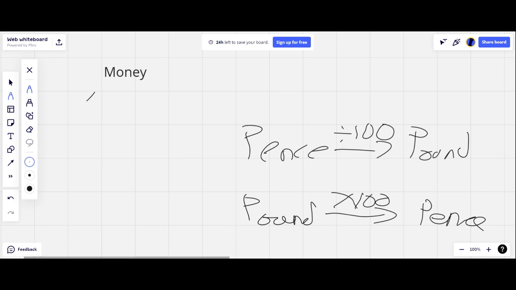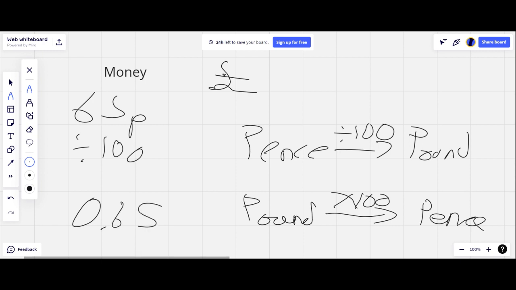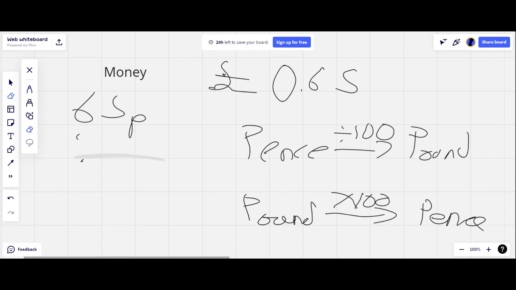Let's do one more. 65 pence. So let's write the pound sign. And then remember, pence to pound, divide by 100. Two jumps to the right, 0.65. Easy, isn't it? Only thing you have to remember when you have a number that's under 100 is the placeholder 0.